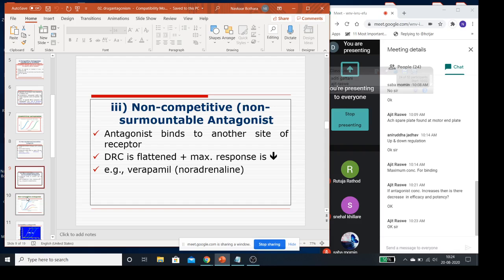Then non-competitive antagonists bind the other site of the receptor. Initially the DRC will be flattened, and the maximum response is reduced. An example is verapamil, a drug which can do this; it is a calcium channel blocker.